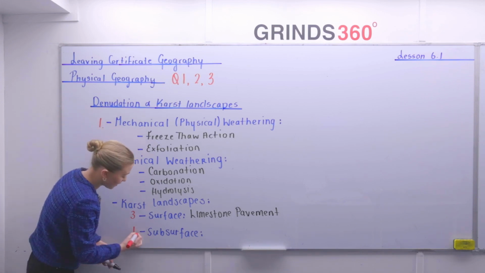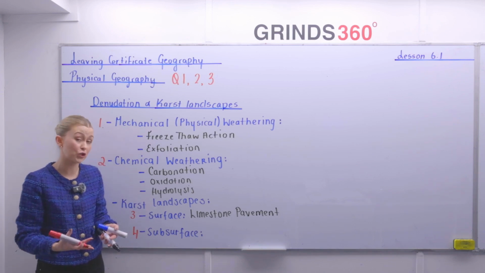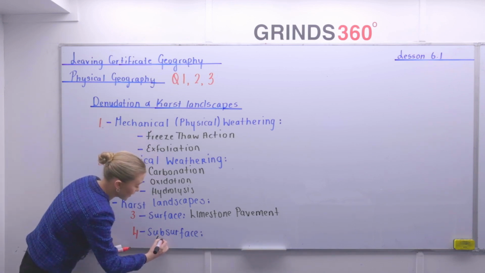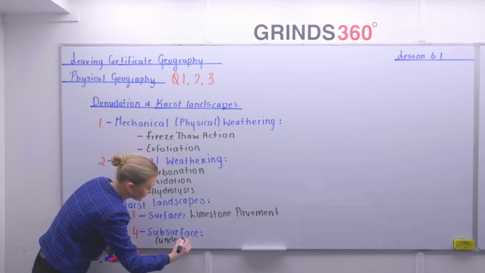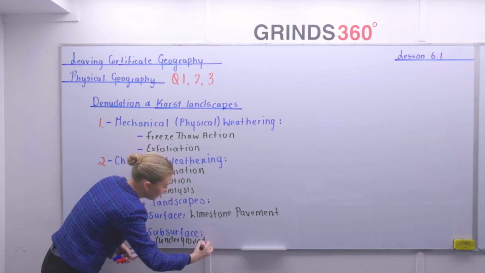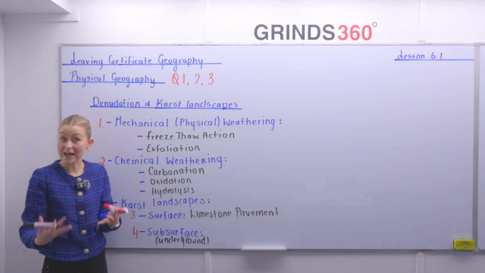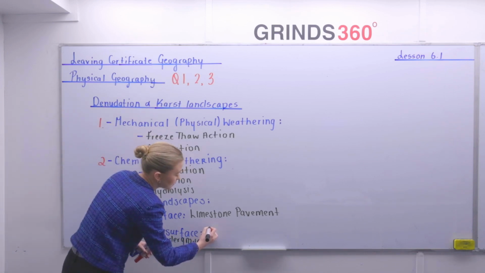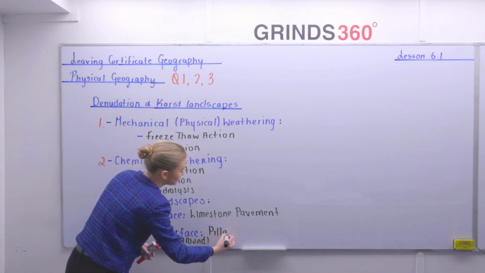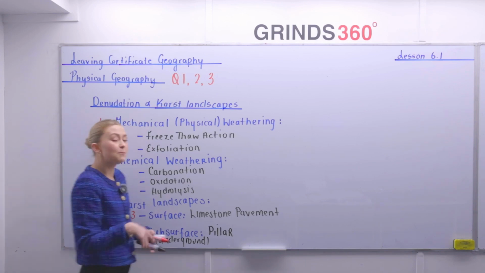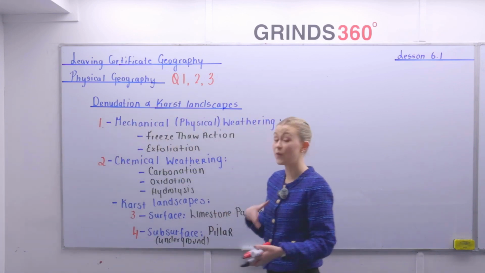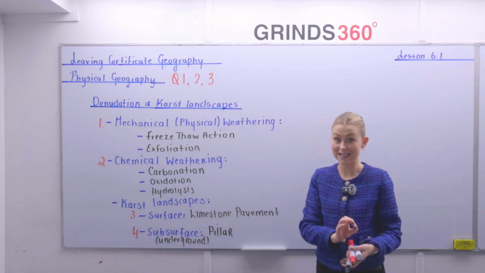Essay number 4 is my subsurface, which is another word for underground. If you want to write the word underground beside this, please do. My underground karst landscape or karst feature in this case here is going to be a pillar. Now, these are my 4 distinct essays within denudation and my karst landscape.